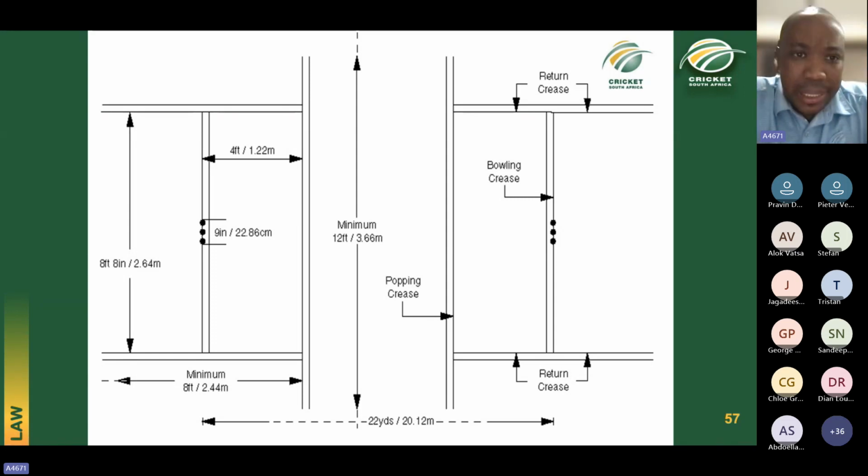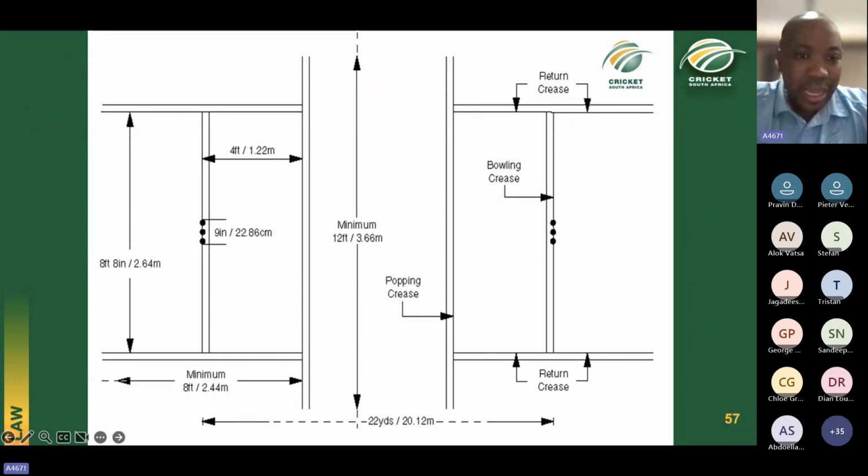How do we measure these measurements on a Saturday morning before the game? You will see that the arrows always point to the inside edge of each line. And the easy way to remember is that it's always the edge of the line closest to the stumps. So if you look at that no ball measurement of 1.22 meters, it is the back edge of the bowling crease to the back edge of the return crease. And as I mentioned, it's always the edge of the line closest to the stumps.